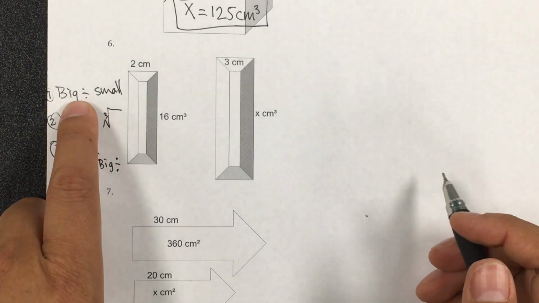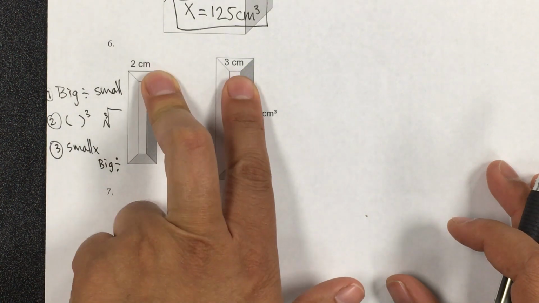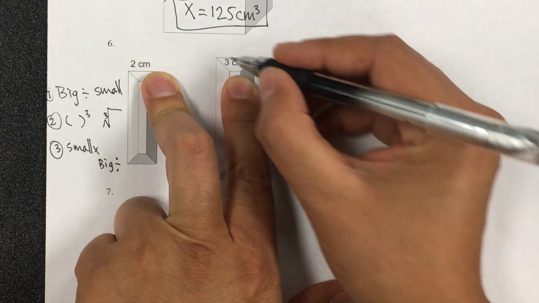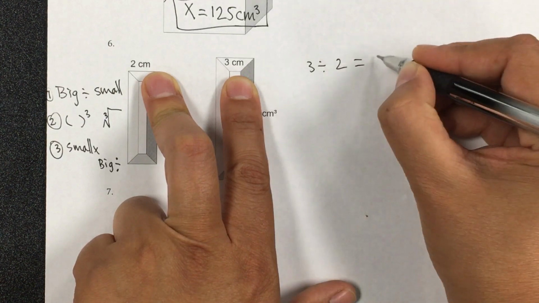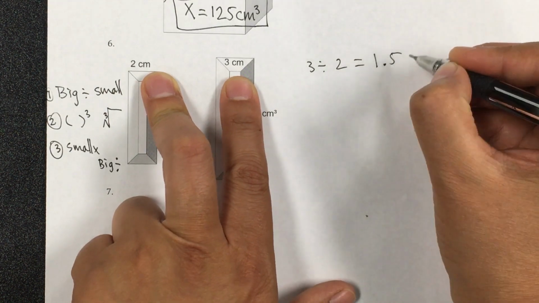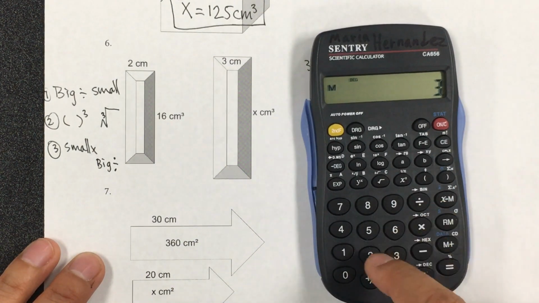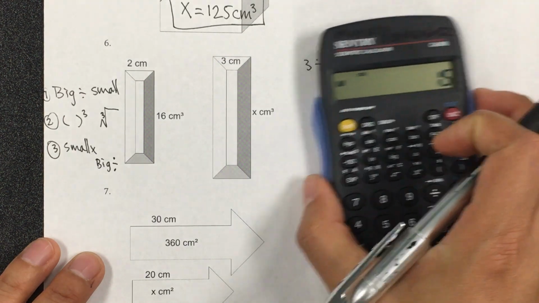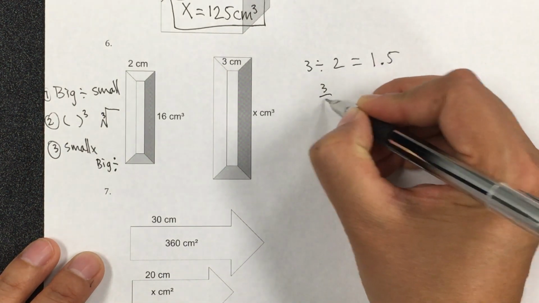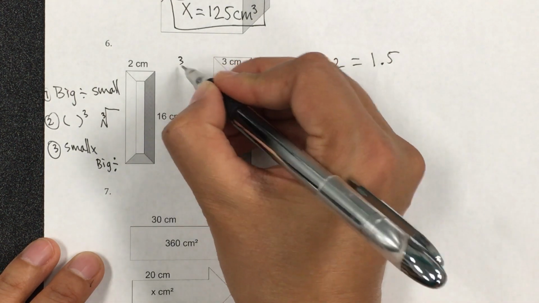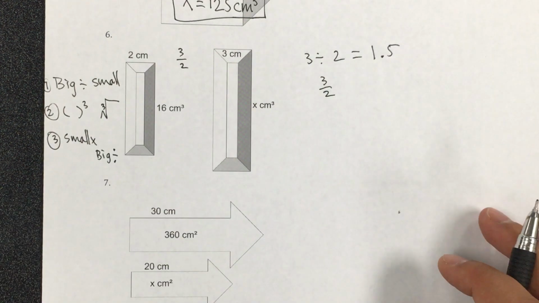Okay, first step, divide big by small. We don't have the volumes, we have two lengths. So we're going to divide 3 by 2. And that gives us 1.5. You can use your calculator if you're not sure, 3 divided by 2. Or you can leave it as a fraction, which is 3/2. So that's my comparison between these two, or my ratio.